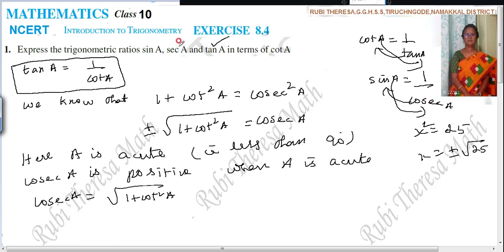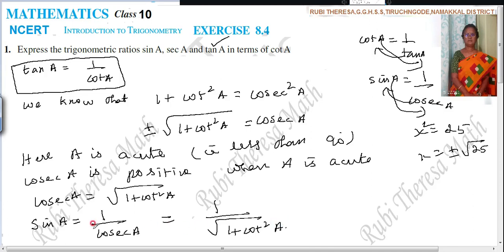But they have asked sin A. So what you have to do is sin A equal to 1 by cosecant A. That is 1 by, what is cosecant A? Root of 1 plus cot squared A. So sin A equal to 1 by root of 1 plus cot squared A. Next one is what? Secant A.